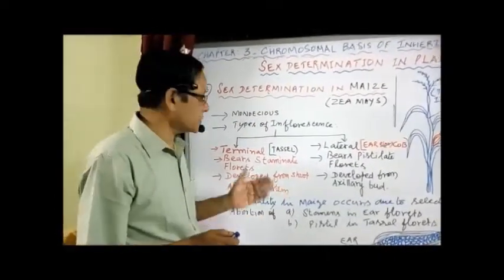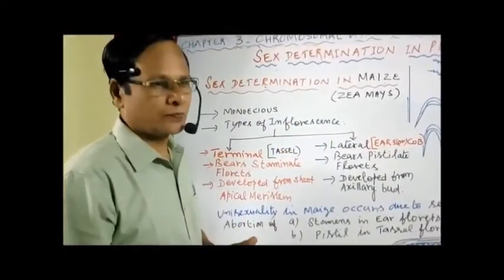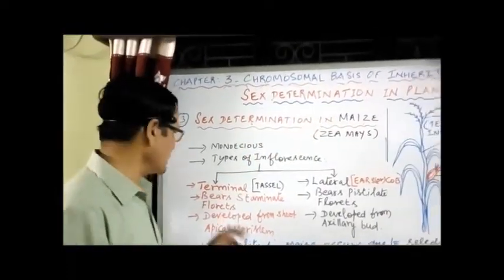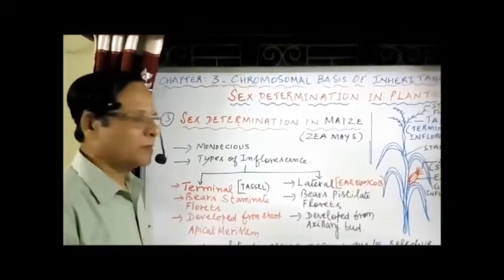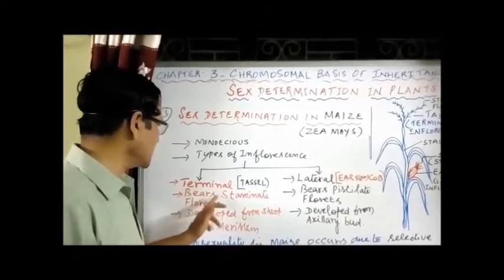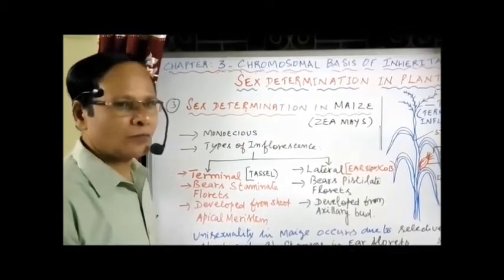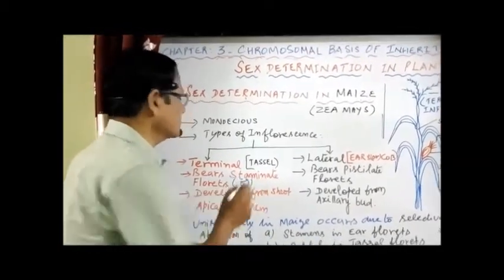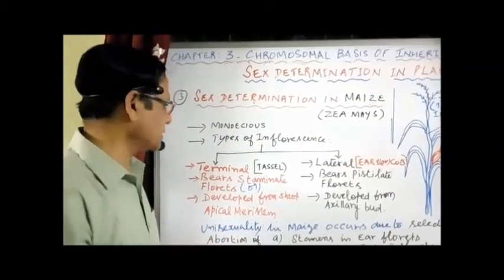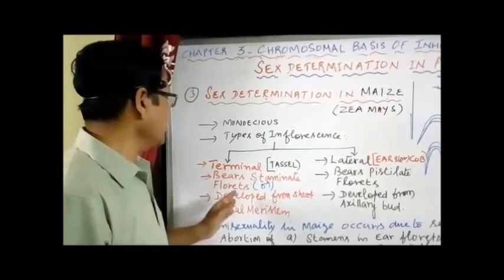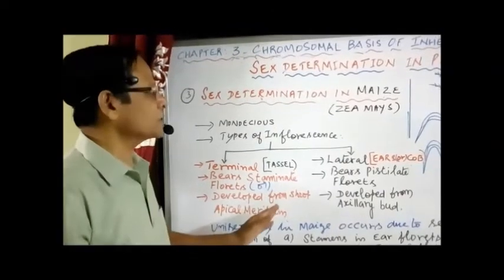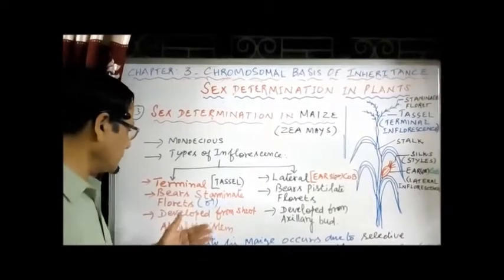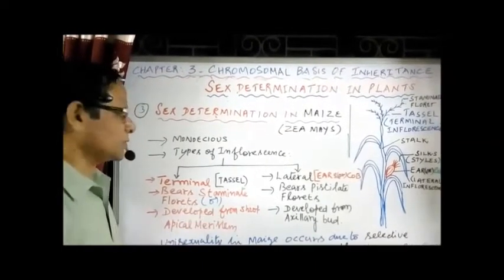The maize plant has two types of inflorescence. One is found at the terminal end, that is called the terminal inflorescence. Now this terminal inflorescence bears staminate flowers, that is, male flowers. Only stamens are present, not the pistil. And they develop from the shoot apical meristem, as they are found at the tip of the shoot of the plant.